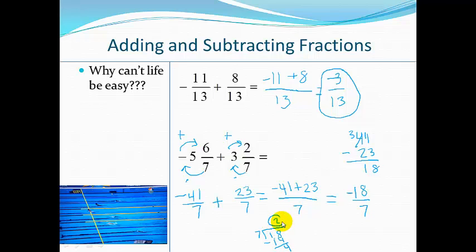So remember, this is my whole number. There are 4 pieces left over, and there are still 7 pieces in my pie. So my answer is going to be 2 and 4/7, but I can't forget my negative sign. So bring that negative sign down, and the whole thing is negative 2 and 4/7. There's my answer.